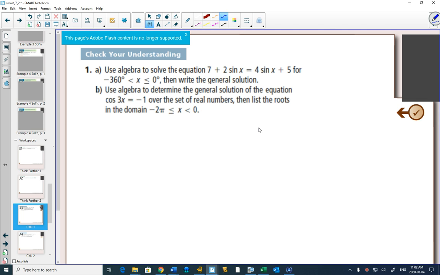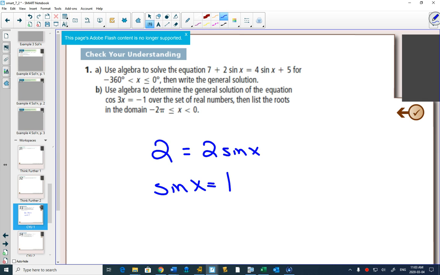So we just have to do some work combining some like terms. I could subtract 5 on both sides. Would you agree that you would get 2 on the left-hand side? I could subtract 2 sine x on both sides. And I would get 2 sine x on the other side. Then how would I get sine x by itself? Divide both sides by 2. You get sine x equals 1.